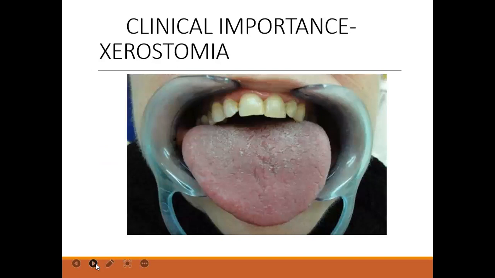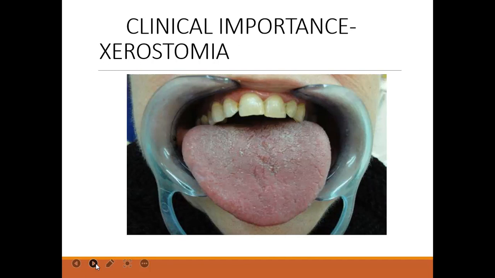Then this is one of the important conditions, xerostomia. Sometimes people have dry mouth because of lack of secretion of saliva. It can be due to some disorder of the salivary glands, or it may be due to some drugs, like drugs taken for allergy and all can cause this dry mouth. Plus, it can be due to some infections of the salivary gland. So dry mouth can be due to so many reasons. Even diabetes can cause dry mouth.